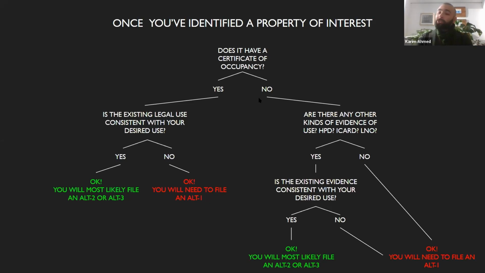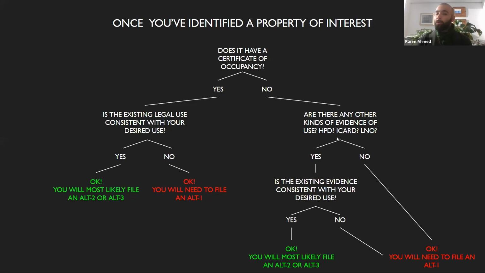If there's no certificate of occupancy, this is where you definitely want to hire someone in design fields to help you navigate. There are other types of evidence of occupancy. The HPD keeps records on file. There are old-fashioned records called I-cards. There are letters of no objection. These are all different terms that are harder to look up, but are recognized by the Department of Buildings for your use.